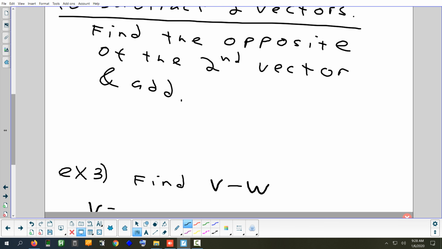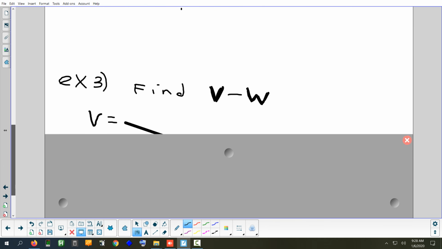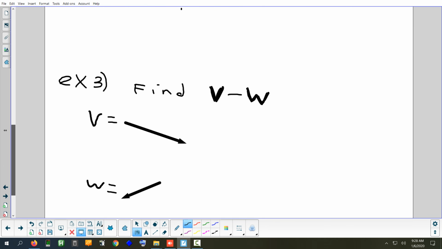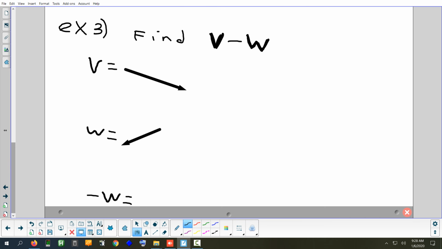Okay. Let's try an example of that. So they want me to do V minus W. And again, the V and the W should look bold. At this point, you guys know I'm talking about vectors, so it's understood that those are bold, but they will be bold in your homework. All right. So there's V, and there's W. What's the first thing that I have to find here to do V minus W? Something I've got to do first. Yeah, I need the opposite of W.